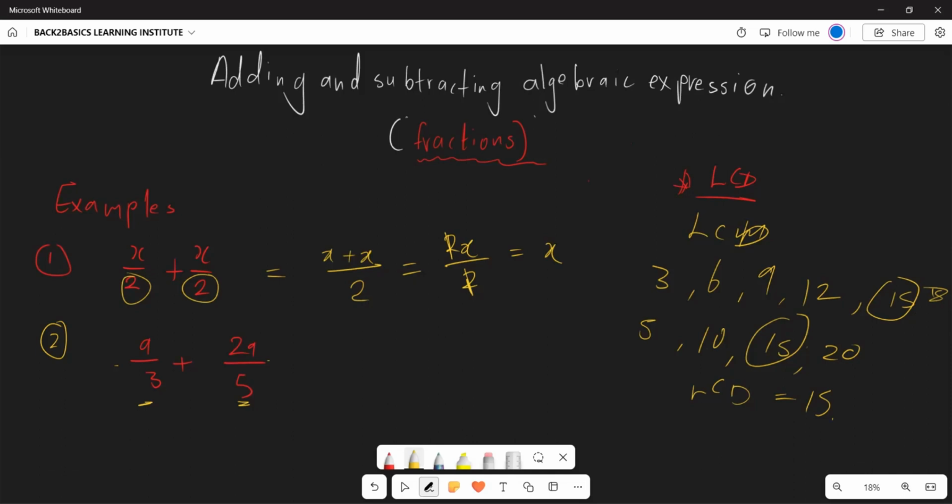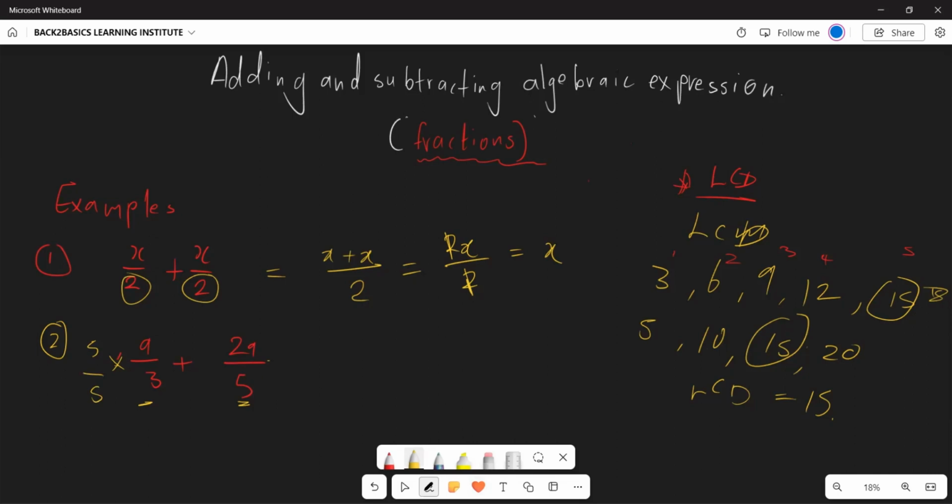Now look, for here, in order for you to have the LCD of 15, what do you need to multiply with? You're going to come in here and see, you need to multiply by 1, 2, 3, 4, 5. So you actually need to multiply by 5 to get to 15. So here, this is going to be multiplied by 5. And when you multiply by 5, you multiply both the numerator and also the denominator. So this is also going to be multiplied by 5.